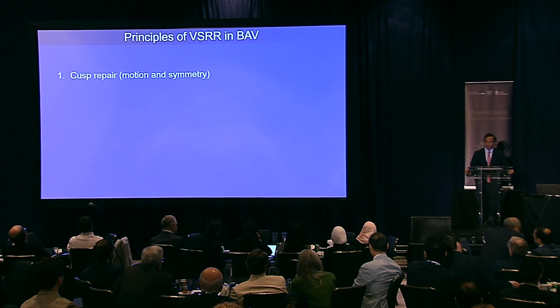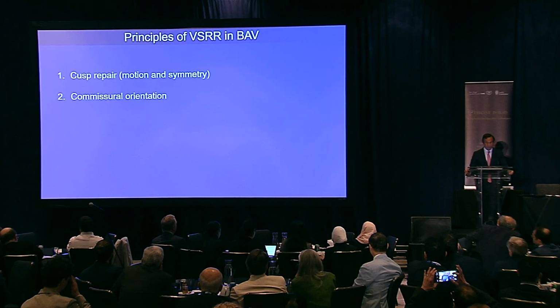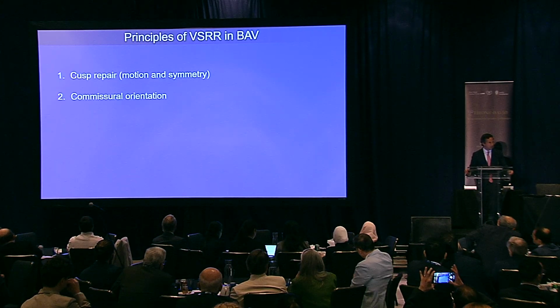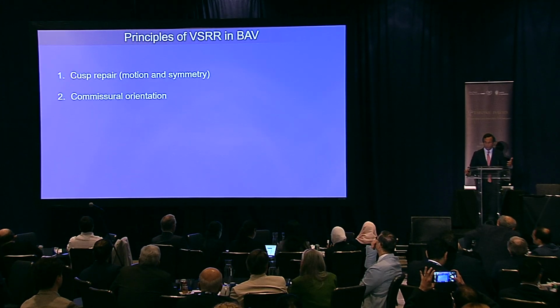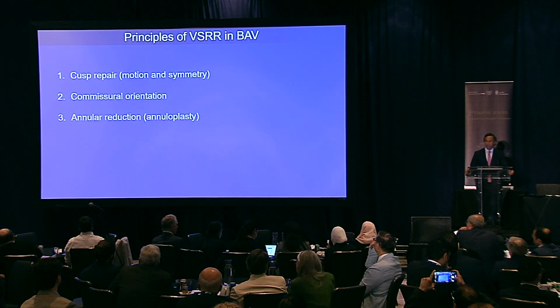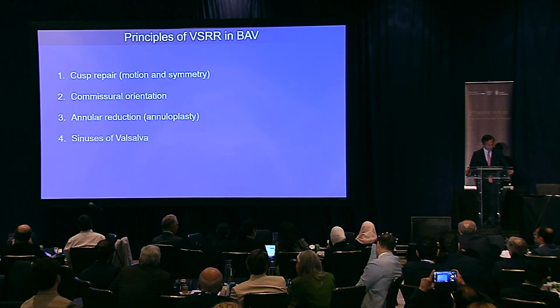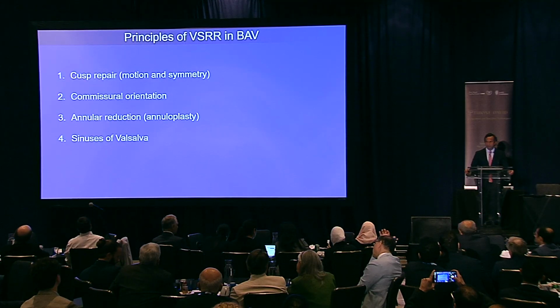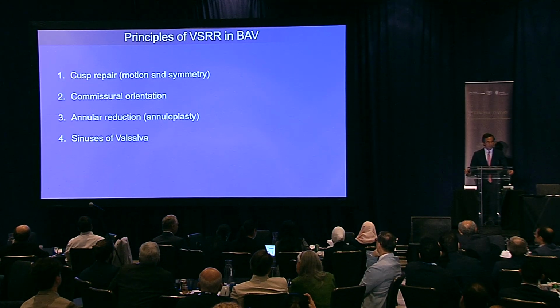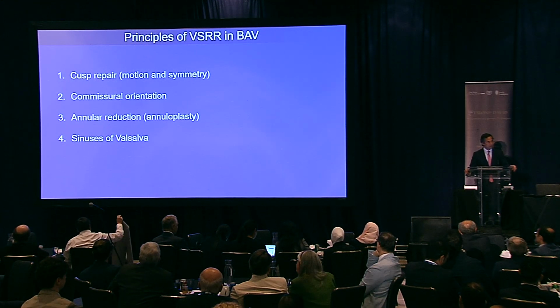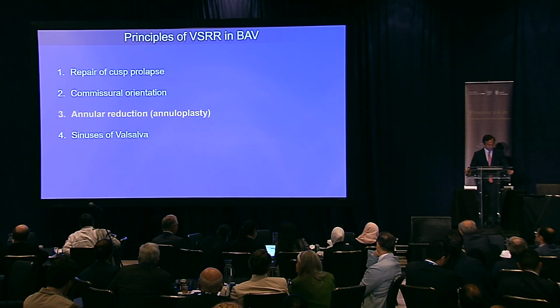One is cusp repair. You have to reestablish good motion and symmetry of the cusps and bicuspids. Commissural orientation is very important to keep in mind when planning and performing the operation. Annular reduction through an annuloplasty is a key component because it's a ubiquitous finding in patients with bicuspid AI. And finally, trying to restore the sinuses of Valsalva is very important, both in terms of flow dynamics as well as in terms of optimizing the stresses on the leaflets during opening and closing during the cardiac cycle.